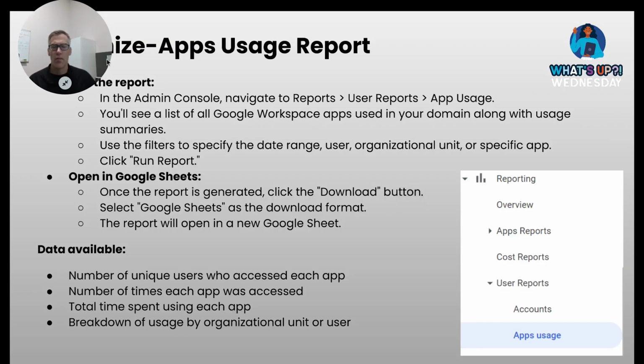First of all, we want to look at how we can maximize apps usage reports. In the admin console, you can navigate to reports, user reports, and app usage. You'll see a list of all Google Workspace apps used in your domain along with usage summaries. Use the filters to specify the date range, user, organizational unit, or specific app, and then click Run Report.